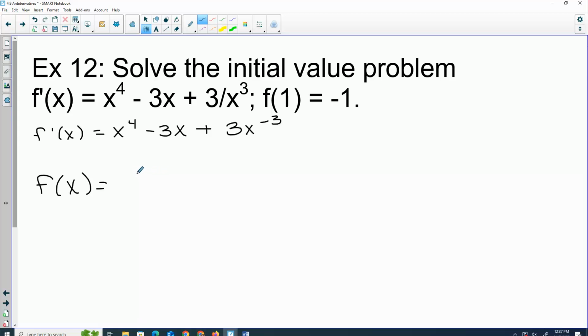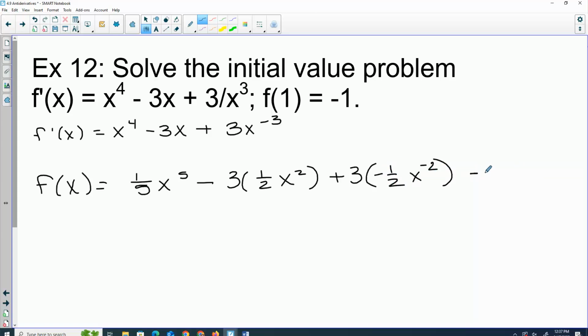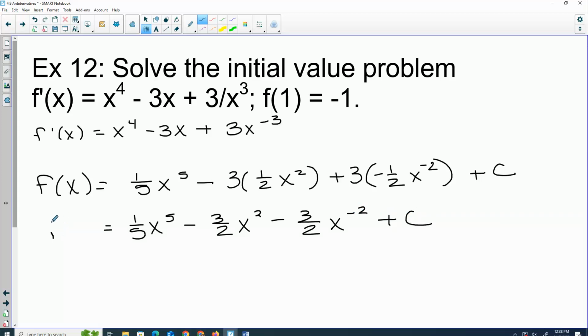Antiderivative of x to the 4th: 1/5 x to the 5th. Antiderivative of 3x: 1/2 x squared. Plus 3 times the antiderivative of x to the negative 3: negative 1/2 x to the negative 2. When you add 1, your power is negative 2, so the negative 1/2 in front. So here's my function.